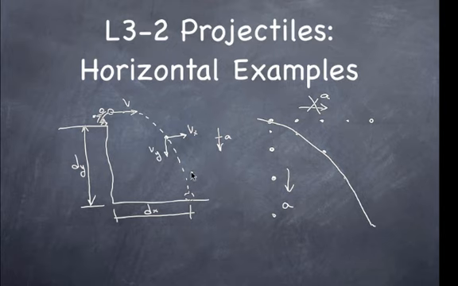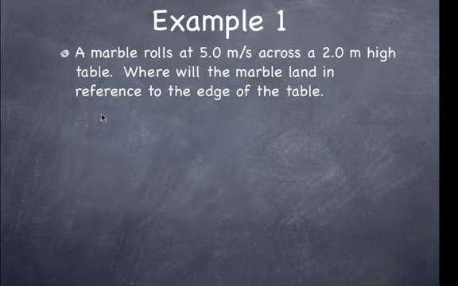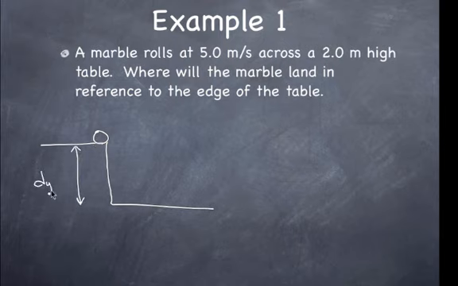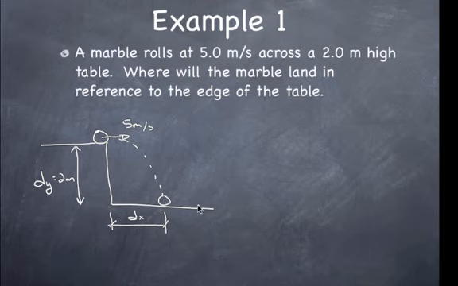So let's take a look at some examples and see how I tackle them, and I recommend that you tackle them also. With that, let's take a look at a marble that rolls across the table. Here's my table, and this table is 2 meters high, so the distance in the y direction is 2 meters. It's moving horizontally at 5 meters per second, and it will come off the table, make this path, and hit the ground down here. What I want to know is, what is this horizontal distance dx?